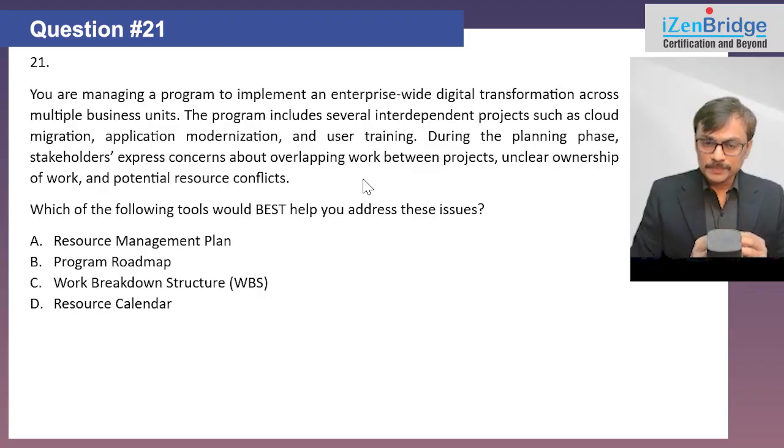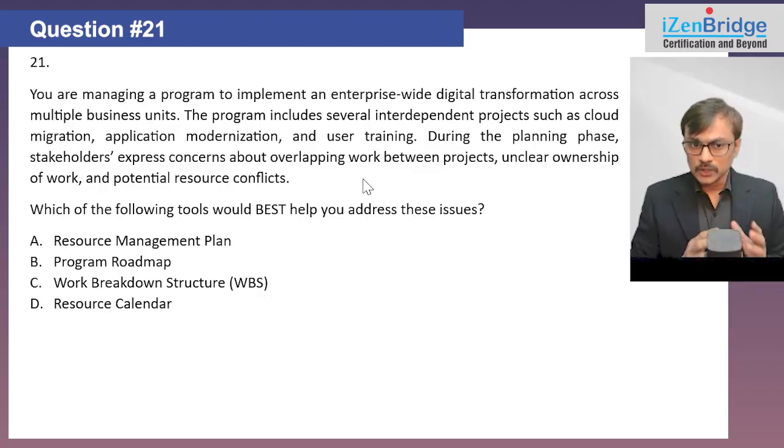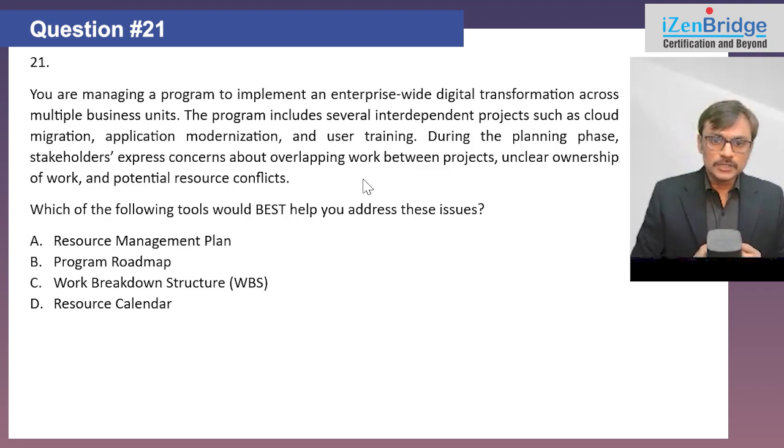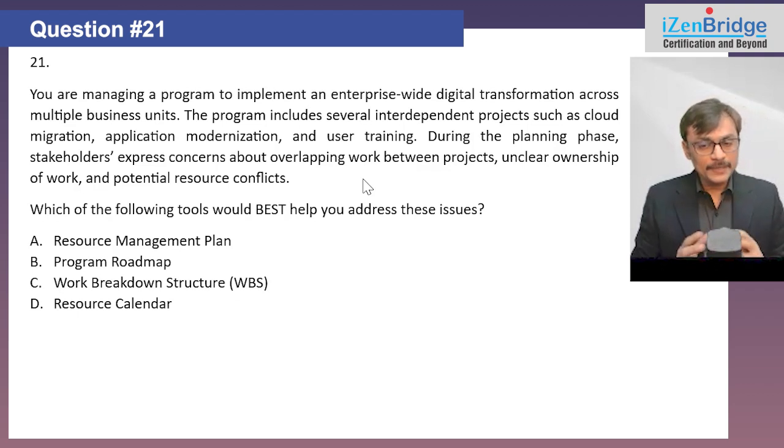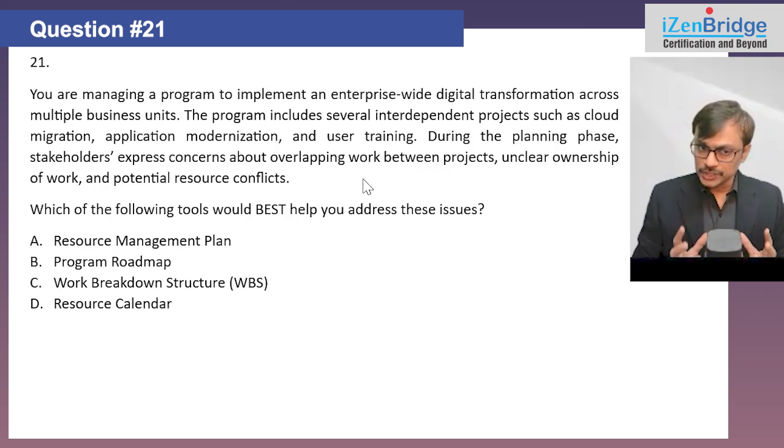You are managing a program to implement an enterprise-wide digital transformation across multiple business units. The program includes several interdependent projects such as cloud migration, application modernization, and user training. During the planning phase, stakeholders express concern about overlapping work between projects, unclear ownership of the work, and potential resource conflict. So we understand the first three lines are just explaining there is a program which has multiple projects, and the last three lines are more focusing on the stakeholders' concern about overlapping work, ownership, and potential resource conflict. Which of the following tools would best help you in addressing these issues?